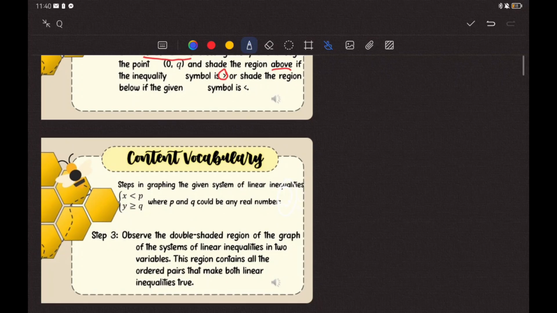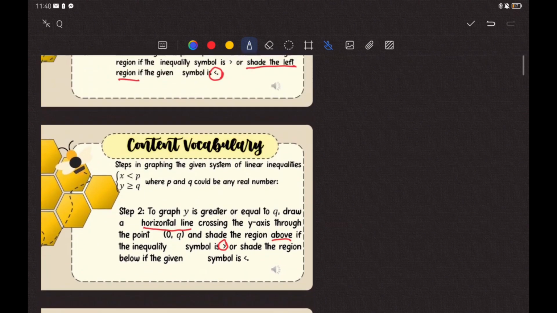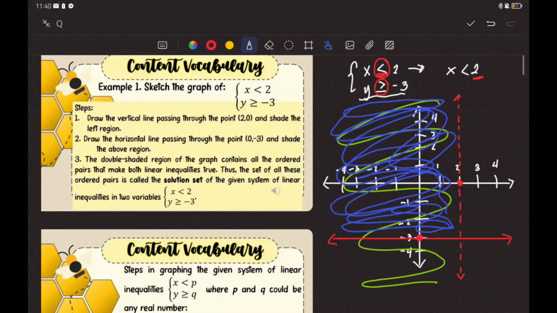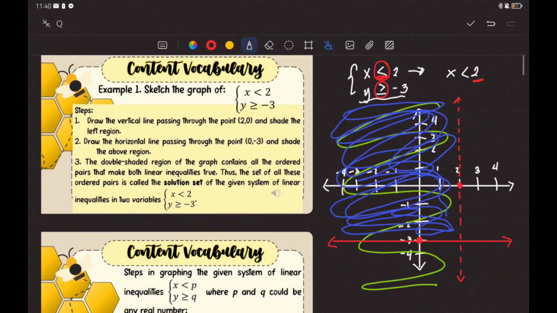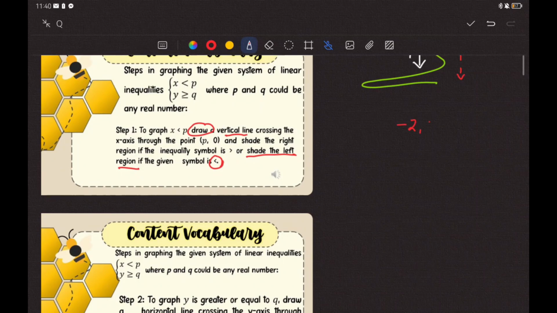Now, in step 3, observe the double shaded region of the graph of the systems of linear inequalities in two variables. The region contains all the ordered pairs that make both linear inequalities true. Now, for that one, we can choose a test point. We can choose a test point to prove that the graph is correct. Let's say negative 2 and 2 here. So we have negative 2 and 2.